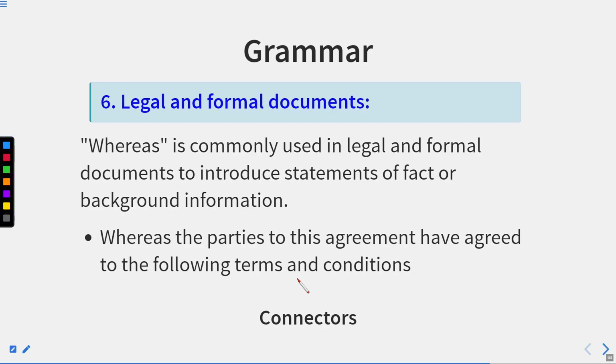Legal and formal documents. Whereas is commonly used in legal and formal documents to introduce statements of fact or background information. Whereas the parties to this agreement have agreed to the following terms and conditions. Now, something must have been written earlier, whereas with the help of whereas we cannot begin the sentence. In fact, we should not begin the sentence. If a whereas is given, it means something has been mentioned previously. Only after that we are using whereas just to show the opposite statement of the previously mentioned statement.